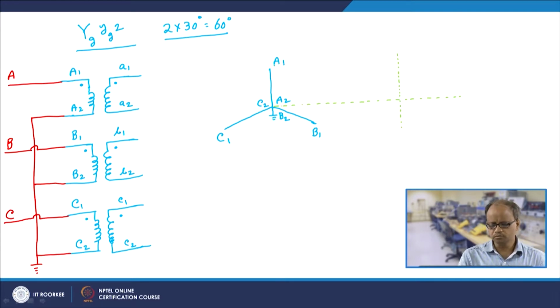Now, this is the phase A voltage of the primary side, and the secondary side phase A voltage would be 60 degree lagging behind it. So, then the secondary side phase A voltage would be simply here, something like this, and this angle is 60 degree, this angle is 60 degree. So, this would be the secondary side phase A voltage. Now, the secondary side phase B voltage would be 120 degree lagging to this. So, then this would be the secondary side phase B voltage.